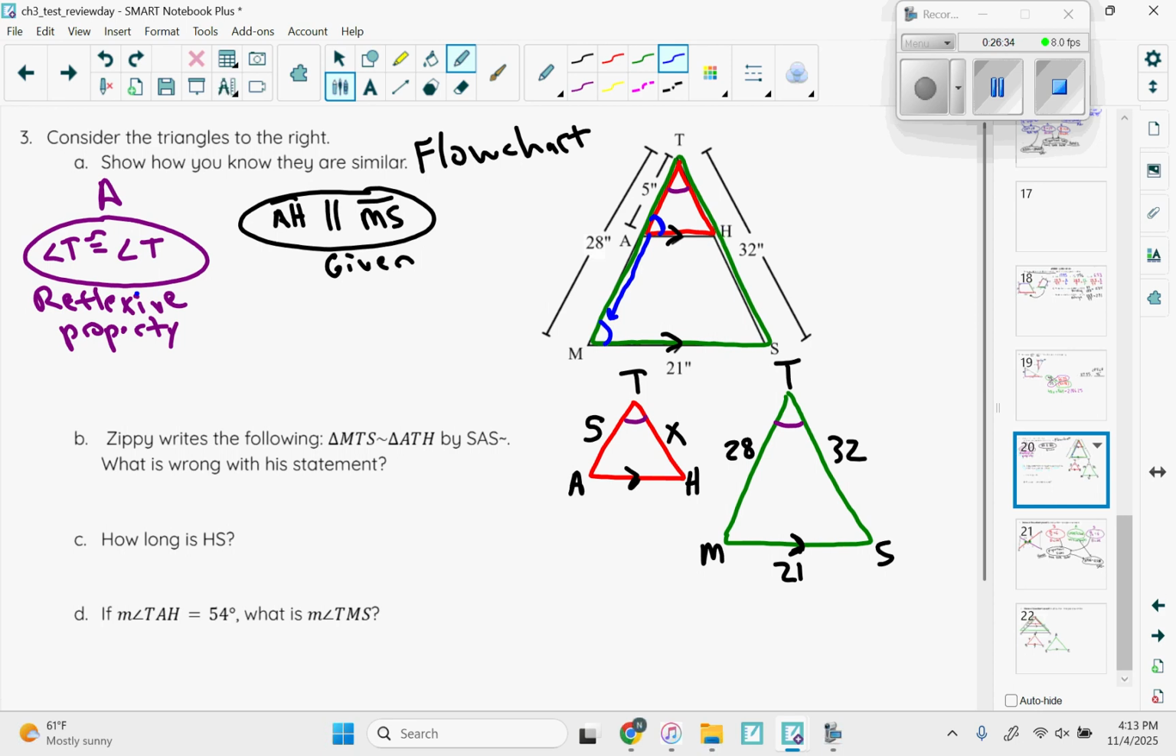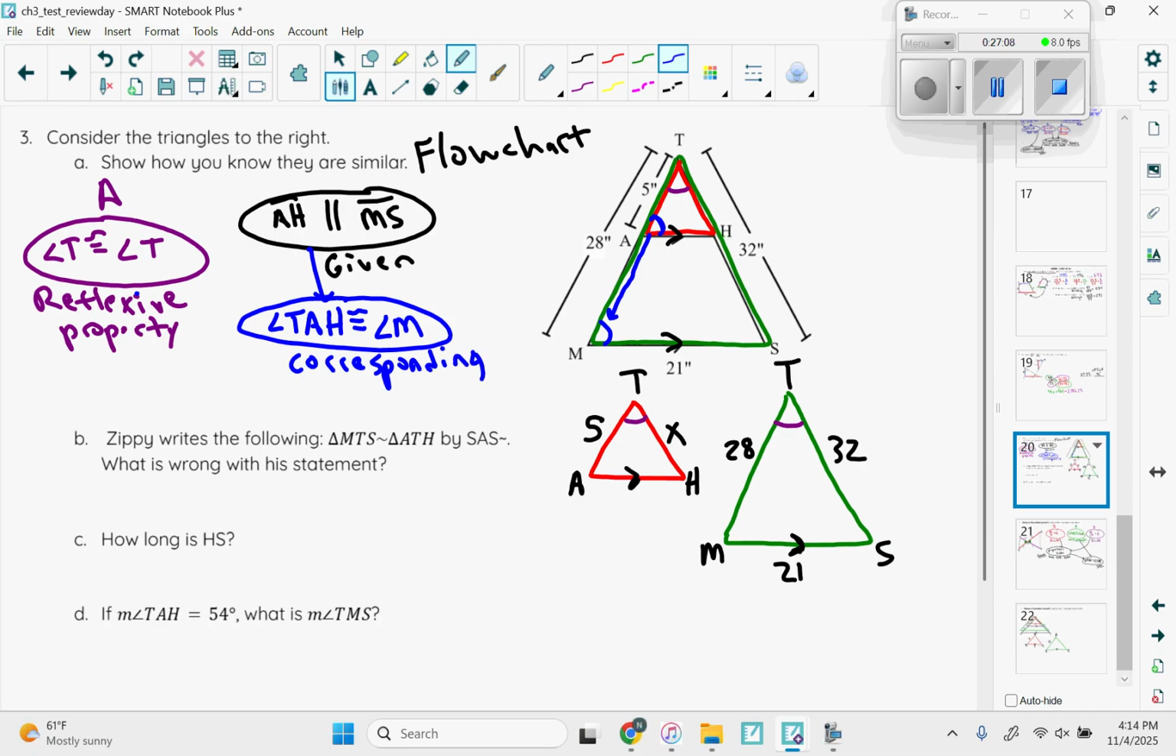And let me put that into my flowchart. So the parallel lines lets me say that angle, I can't just call it angle H, I'm going to call it angle TAH, 3 letters. So I know which angle I'm talking about there. And that is congruent to angle M. I can just call that angle M because it's the only angle there. Again, that's an example of corresponding angles.